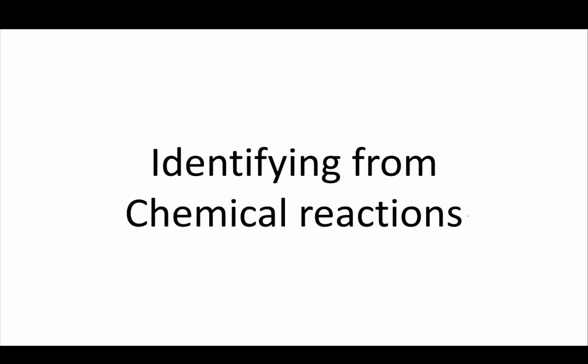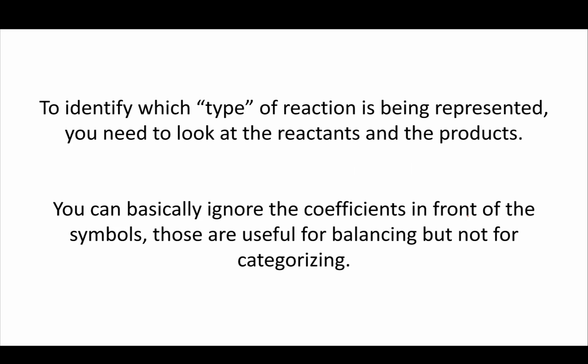Now, knowing conceptually is one thing, but being able to identify from a reaction is another. To identify the type of reaction that's being represented, you need to look at the reactants and the products, which are the things before and after the arrow. You can basically ignore the coefficients or the numbers in front. These are useful when we're balancing, but not so much when we're categorizing.